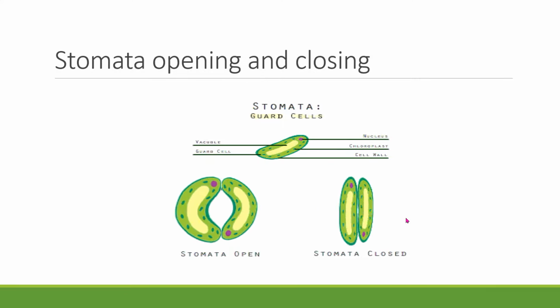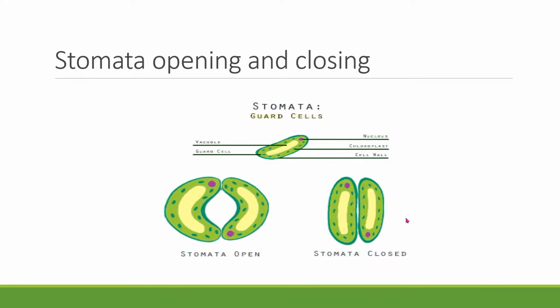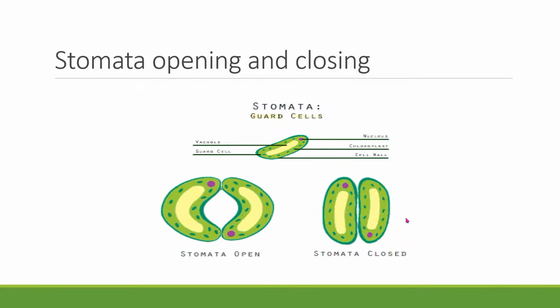Stomata. There are a number of tiny holes called stomata present on the lower surface of the leaves. The stomata help the plant to take in carbon dioxide and give out oxygen during photosynthesis.